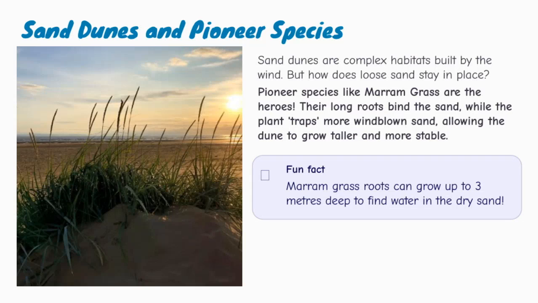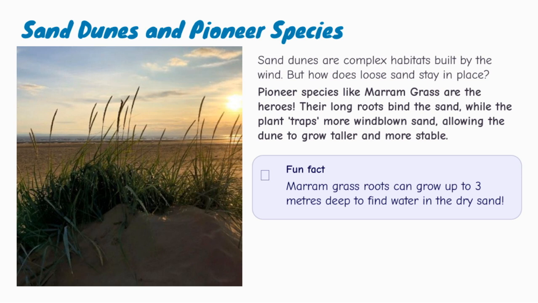Now let's move from the beach to the land behind it. Sand dunes are coastal landforms built by the wind. They form when dry sand is blown inland from the beach and begins to accumulate. But loose sand is easily moved, so for dunes to grow and become stable, something has to hold the sand in place. This is where pioneer species are important. Pioneer species are the first plants to colonize a new or harsh environment.